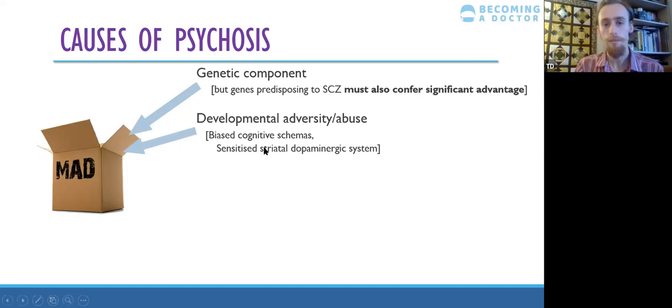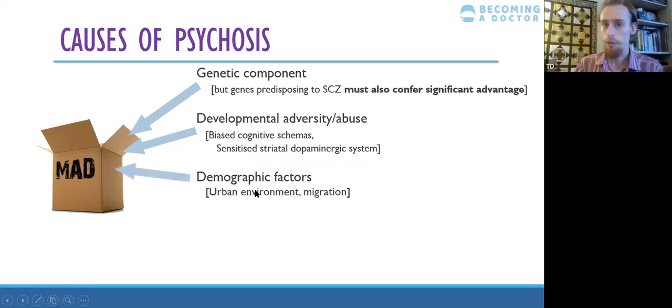And it sort of makes sense. You might have internalized the idea that people around you are hostile because that was your experience growing up in a household where you were abused, for instance. I mean, you can kind of imagine. And just in terms of what developmental adversity does, it tends to sensitize the striatal dopaminergic system. It makes you have a bigger dopamine response to stressful situations, which obviously in worse settings is what we see in psychosis.